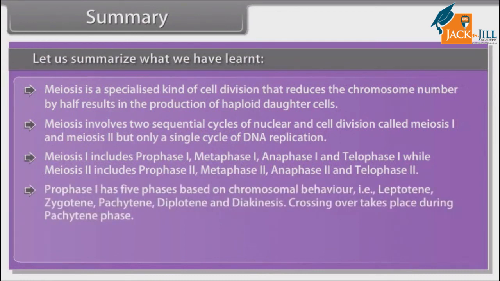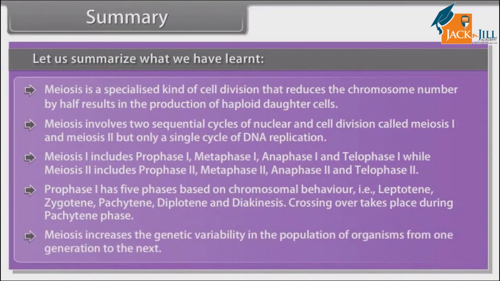Prophase 1 has 5 phases based on chromosomal behavior, that is, leptotene, zygotene, pachytene, diplotene and diakinesis. Crossing over takes place during pachytene phase. Meiosis increases the genetic variability in the population of organisms from one generation to the next.